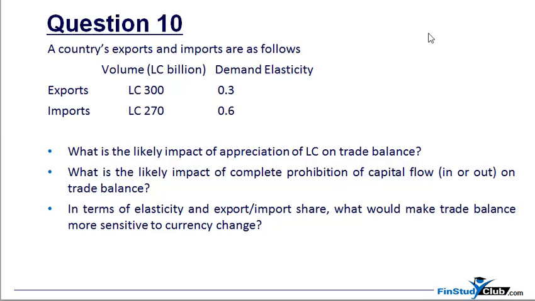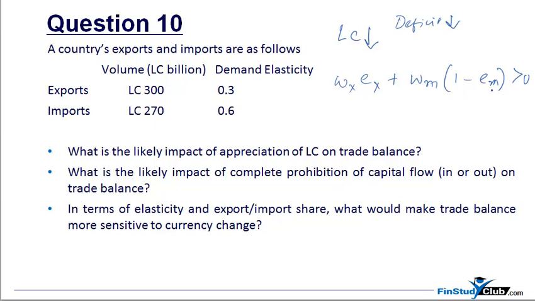So the Marshall-Lerner condition is given as weight of exports into elasticity of exports plus weight of imports into 1 minus the elasticity of imports. Now this should be greater than 0. So as long as this condition is met, if the local currency depreciates, it will tend to bring down deficit. So if there is a trade deficit, that is more likely to come down, as long as this condition is met.